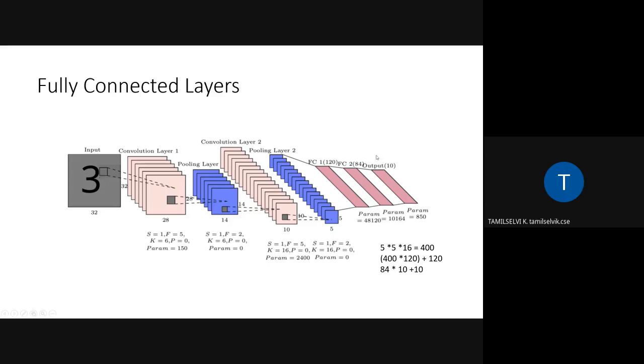I am giving the parameter for the last layer. See here, for the last layer, each and every neuron has to be connected with this. So 84 into 10 plus 10, this is 850. This is how you have to calculate it. Hope you know how to calculate the parameters for these things. If you go with the pooling, the size will be reduced, but the things will be maintained as such.